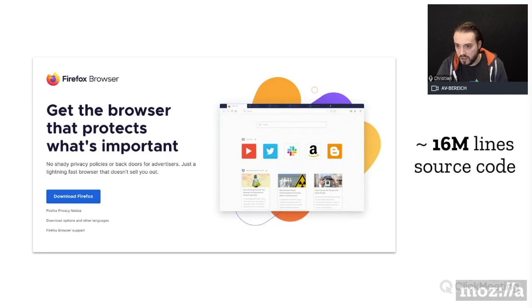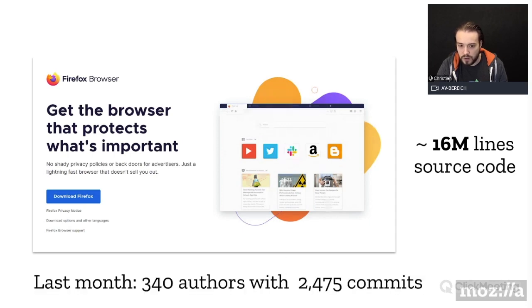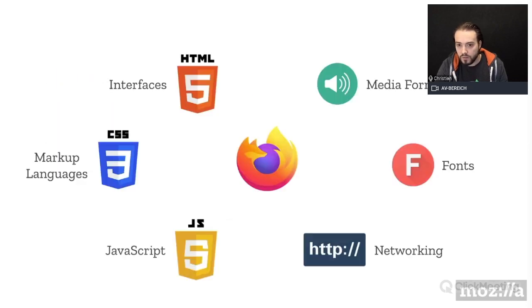And Firefox is actually a pretty large project. We have around 16 million lines of source code. And I just gathered the statistics from GitHub. Last month, we had 340 authors with roughly 2,500 commits. So it's not just a large code base, but it's also a very active code base. And Firefox has a lot of components, a lot of functionality, just like every browser, that needs security testing, QA, and fuzzing in particular.